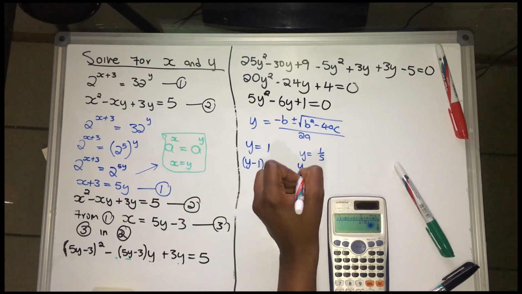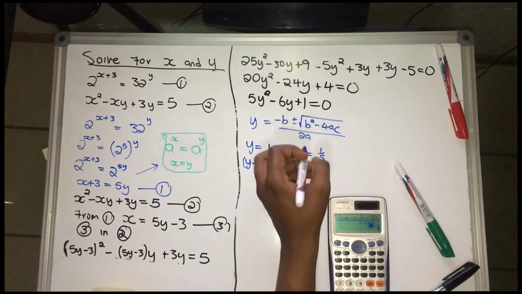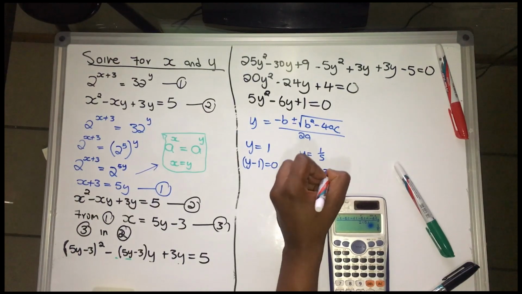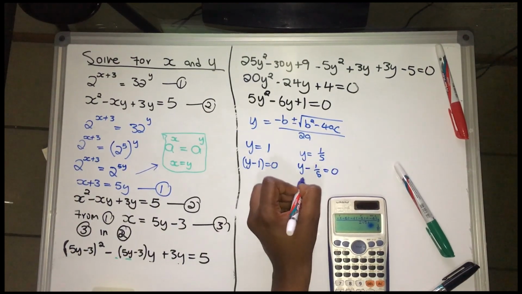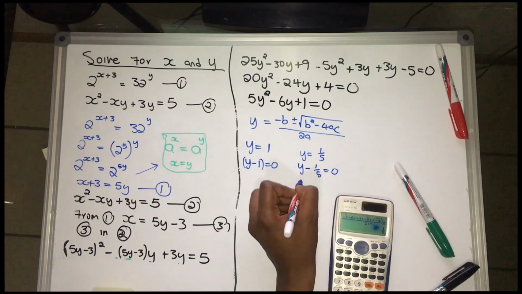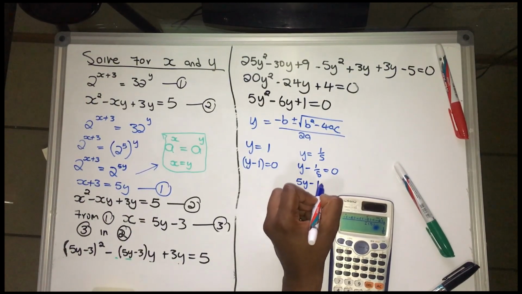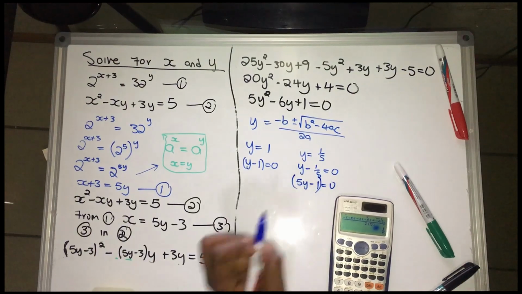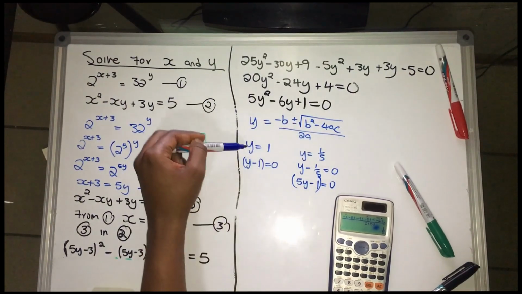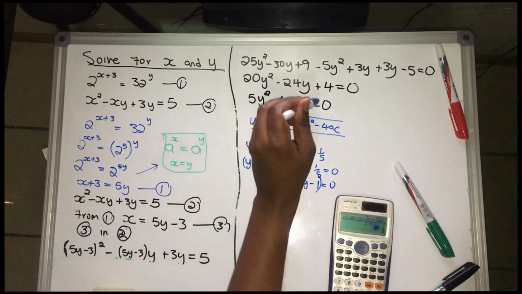So we got here 1 over 5 gets to the left, so y minus 1 over 5 equal to 0. So that means I'm going to multiply by 5 everywhere, so we have 5y minus 1 equal to 0. So a factor, you see now. We could use the quadratic formula, but we can factor this equation.